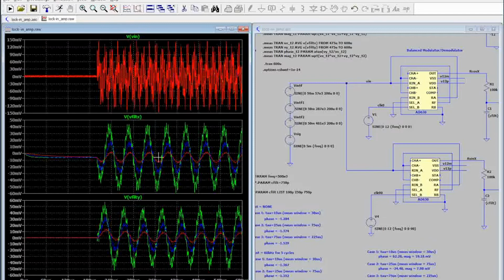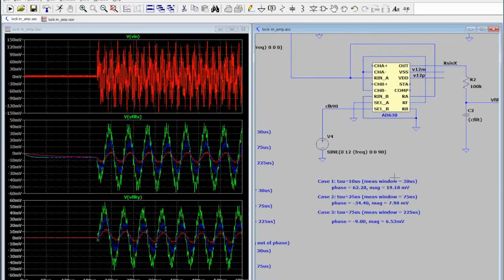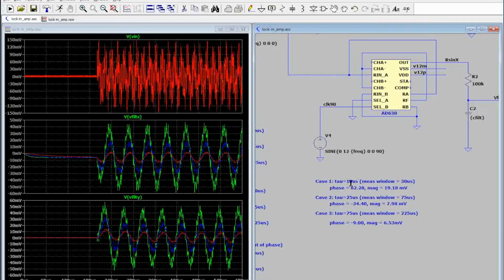And the amplitude, of course, I want to look at this time because it's going to also be significantly disturbed compared to the previous cases where we saw the amplitude of the lock-in output was not very much changed. It was still around 6 millivolts, which was what we expected from the non-disturbed case. Now, if you look at the data that the measurement showed, for the shortest time constant of 10 microseconds, the phase was measured at 62.28 degrees, magnitude of 19 millivolts, which is way off from what it should be of 0 degrees and 6 millivolts.